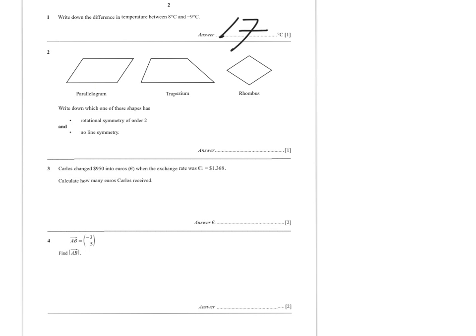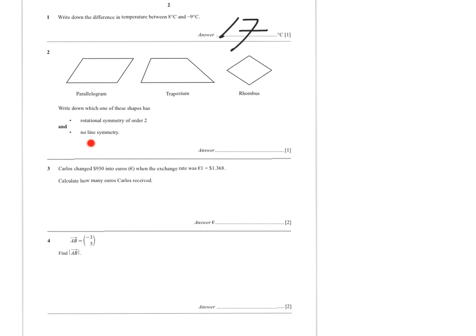Question 2, we see 3 shapes: a parallelogram, a trapezium, 1 pair of parallel sides, and the rhombus, it's like a parallelogram, but then all the lengths are equal in size. Write down which one of these shapes has rotational symmetry of order 2, and in bold, and whenever you see something in bold, you should be shouting to yourself mentally, and no line symmetry.